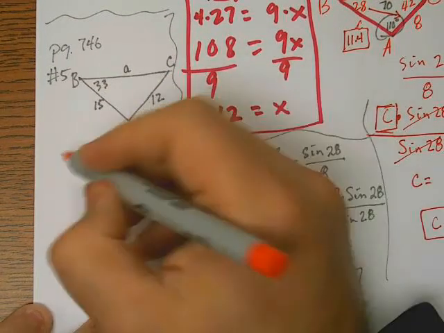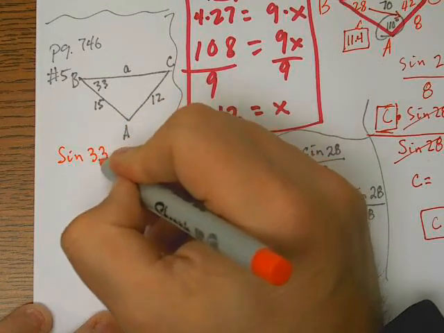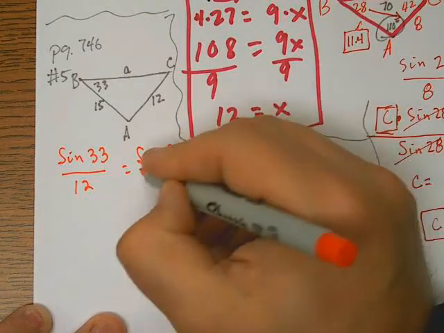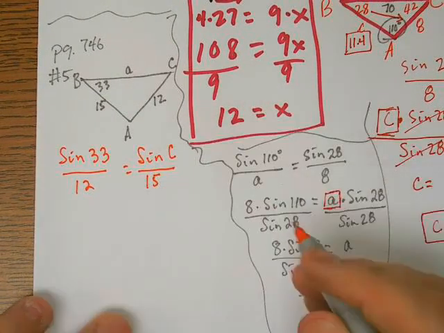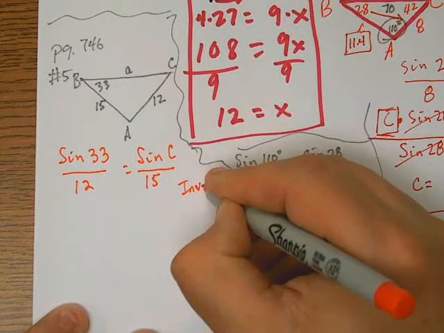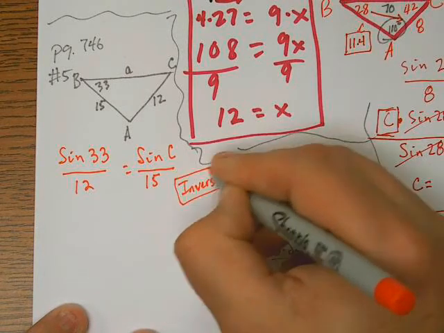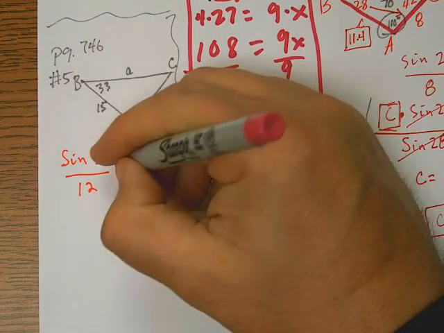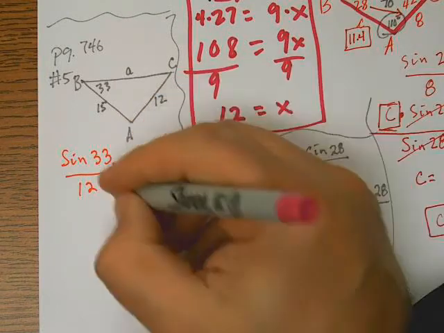There's only one thing you can do at the start. You go sine of 33 is to 12 as the sine of C is to 15. A quick reminder, if you're finding the measure of an angle, you must use the inverse button. Don't forget. Don't forget, Aaliyah. You forgot. Let's cross multiply and divide.